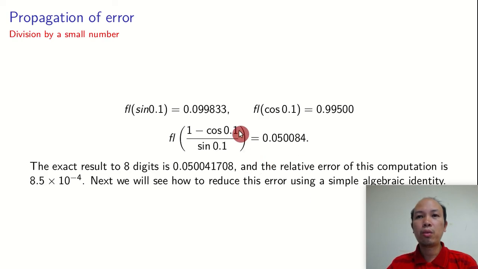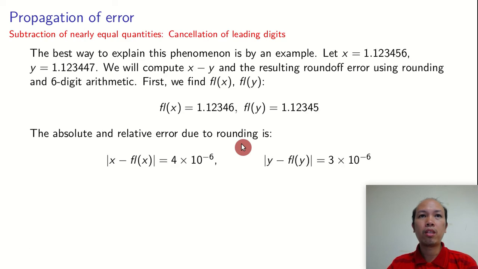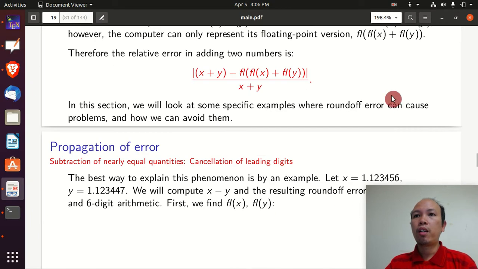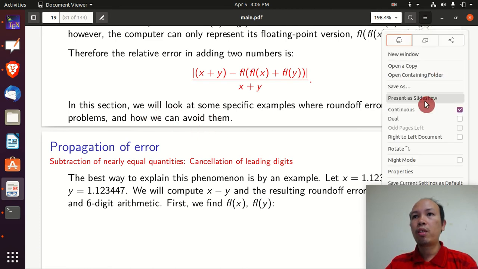Next, we will see how to reduce this error using a simple algebraic identity. Based on our discussion here, it says in this section we will look at some specific examples where round-off error can cause problems and how we can avoid them. How can we avoid it?